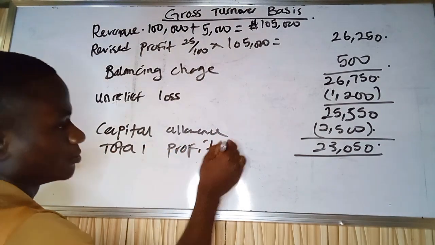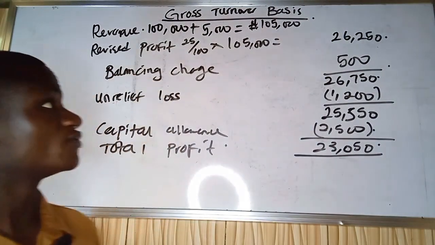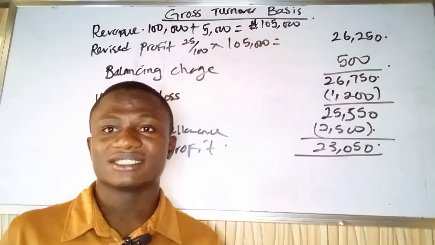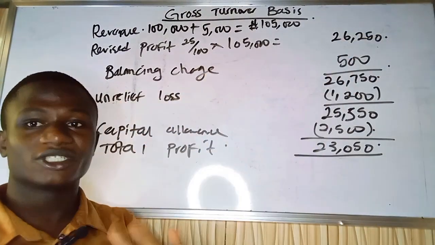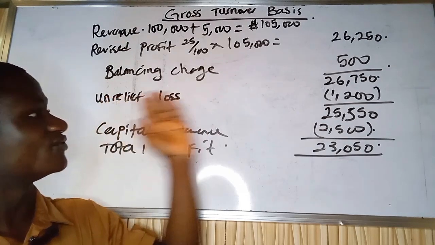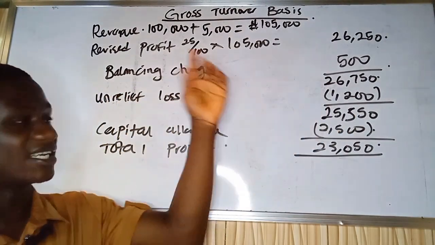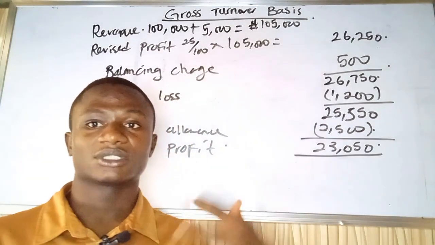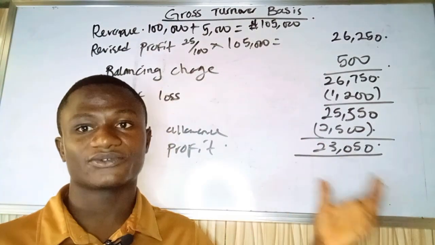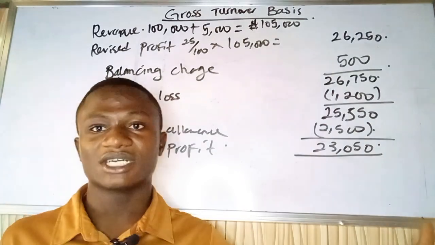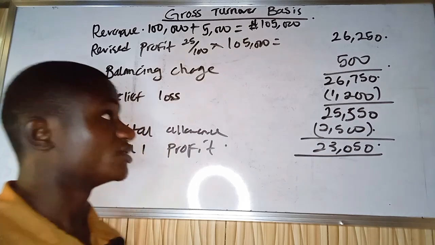So to calculate CIT using the gross turnover basis, you just use the rate that was given by the tax authority and you get your profit straight away. You don't have to stress yourself. Then if you have balancing charge, balancing allowance, if you don't understand how we get all this, watch out for my videos on capital allowance. If you have not watched those videos, you need to watch them before this one. My videos on capital allowance and company income tax, the first video. This is the third video. Watch out for them, you will understand.